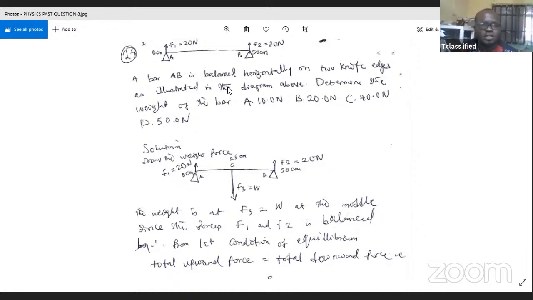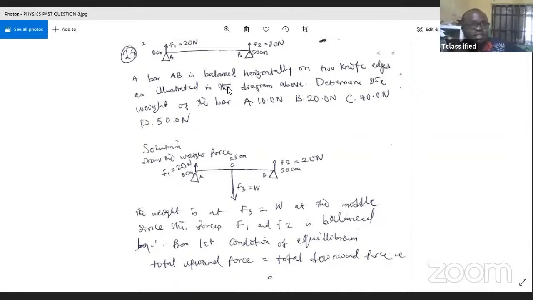So let's continue. A bar AB is balanced horizontally on two knife edges as illustrated in the diagram above. Determine the weight of the bar. Option A, 10.0 newtons, B, 20.0 newtons, C, 40.0 newtons, D, 50.0 newtons.